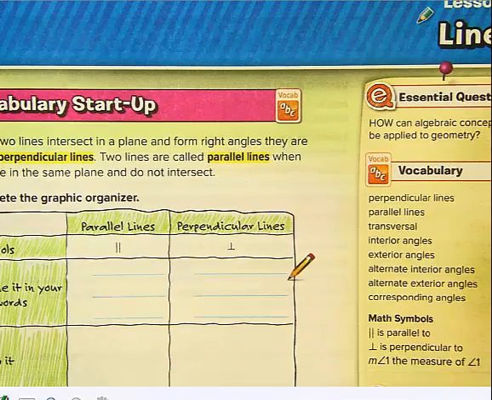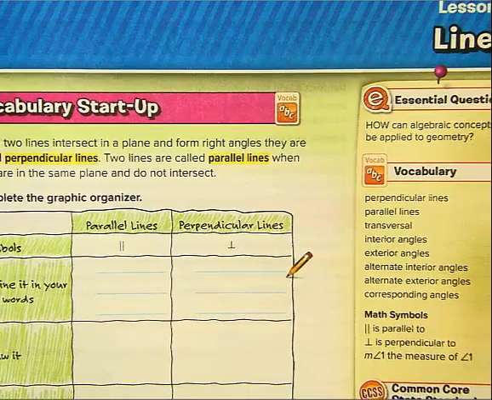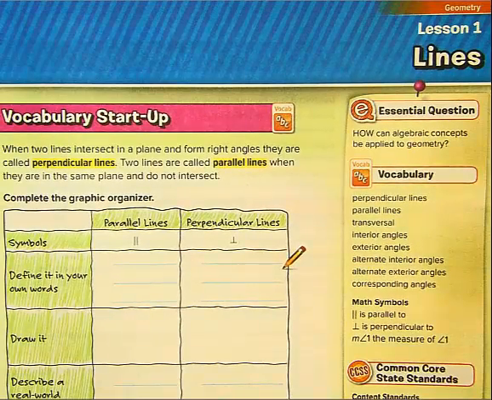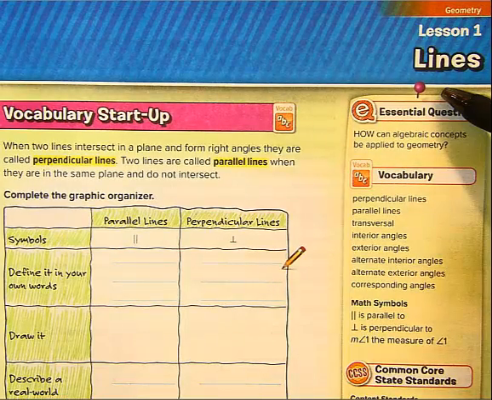Welcome back, class. If you want to go ahead and turn your books to page 371, this is lesson 5.1, lines. We're going to be talking about exactly what the topic is, very simple concept, just lines.